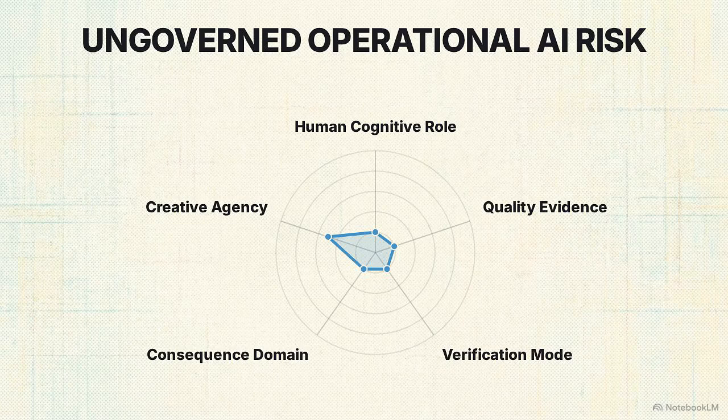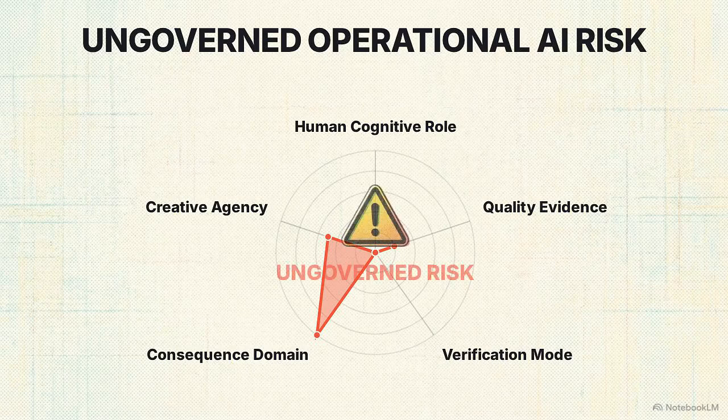These axes reveal a core constraint for operational safety. The sum of the human role and the verification mode must be equal to or greater than the consequence domain. If we apply this to the enterprise team that removed code review without building new verification systems, their oversight score is 0, yet their consequence domain is at the maximum. Because their score of 0 is less than their high consequence level, they have no buffer against failure. This configuration reveals a state of ungoverned risk, structurally the same as the person on the beach, but at stakes where that practice is catastrophic.